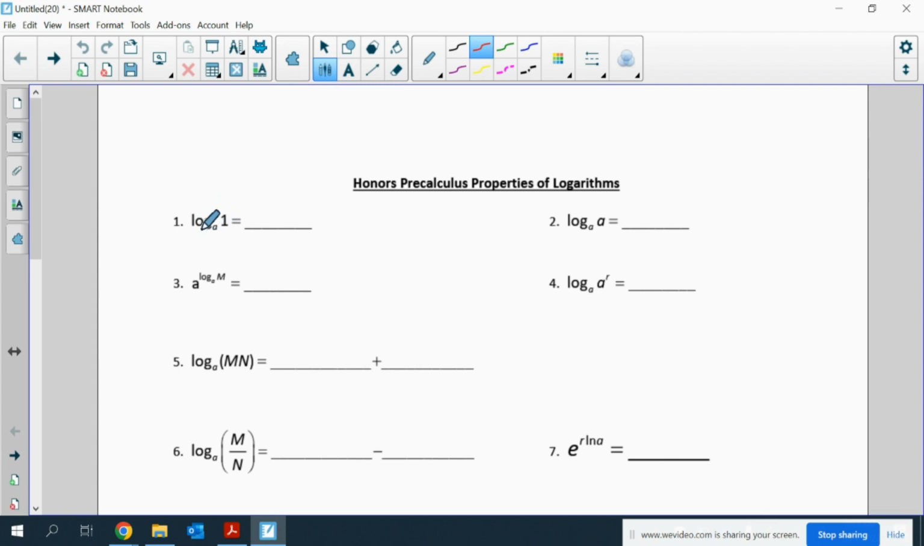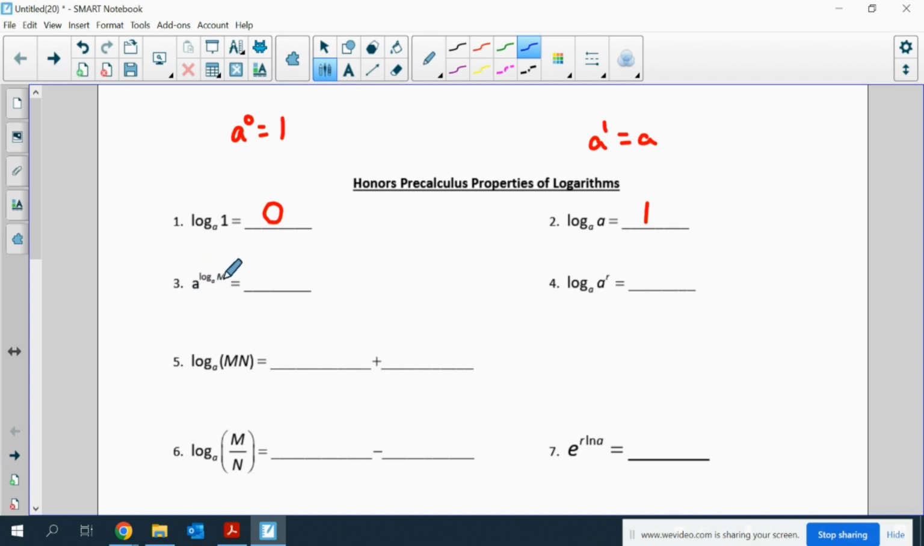Log base a of 1. This could be log base anything of 1. That's 0. Because remember, logs and exponents are inverses, and a to the 0 power is 1. So log base a of 1 has to be 0. Log base a of a is 1, because a to the first power is a.